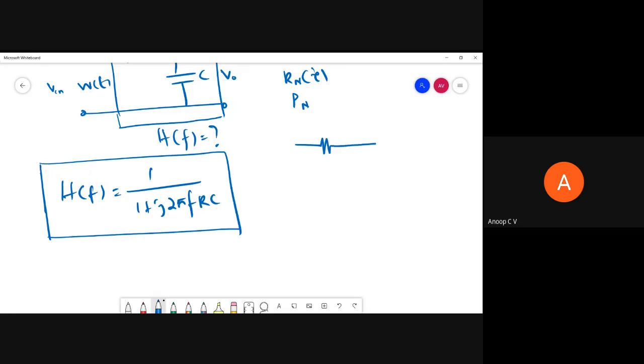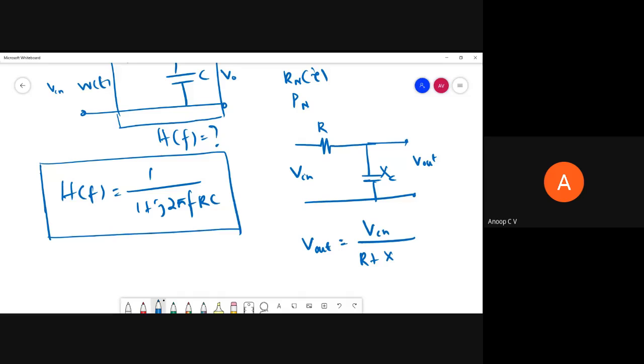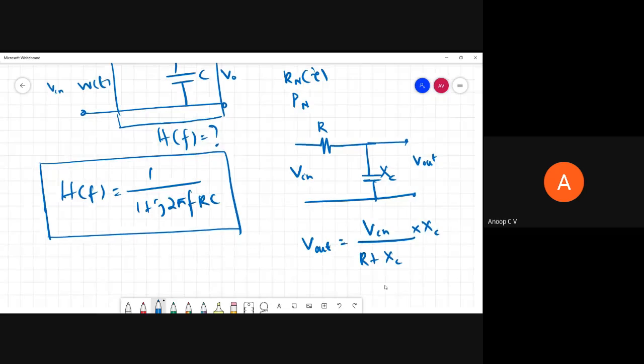So we have an R and a C. Consider the capacitor as capacitive reactance XC and the resistor as R. We give some input V in here. That V in will be divided between R and XC, with the output open circuit. So V out will be equal to V in divided by R plus XC, times XC.